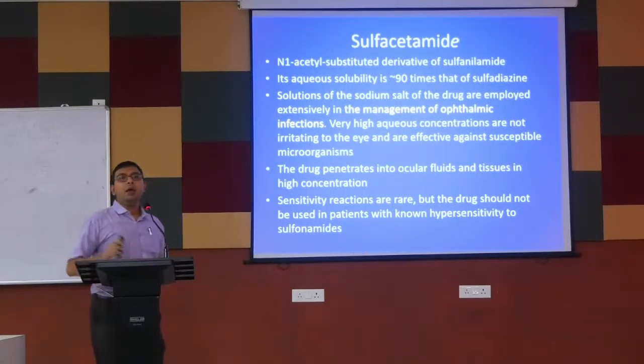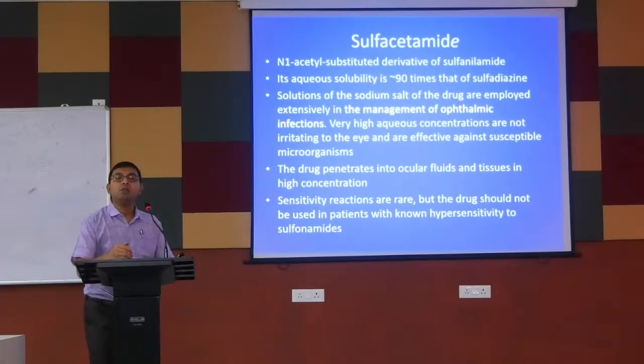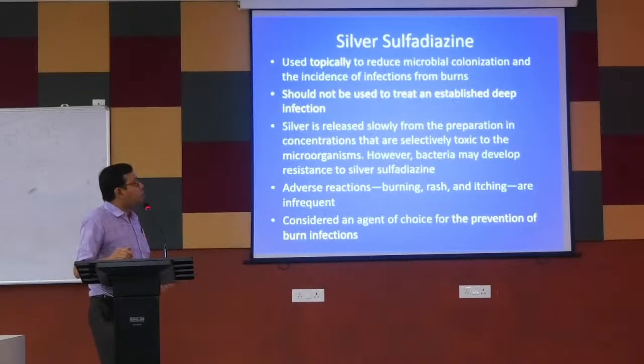So sulfacetamide drops are available. It can be used for ophthalmic infections. The drug penetrates into ocular fluids and tissues in high concentrations. So remember, sulfacetamide penetration to ocular tissues is very high. That's why it is used in ophthalmic infections. Sensitivity reactions are also very rare, and there is very little hypersensitivity. So sulfacetamide, management of ophthalmic infections.